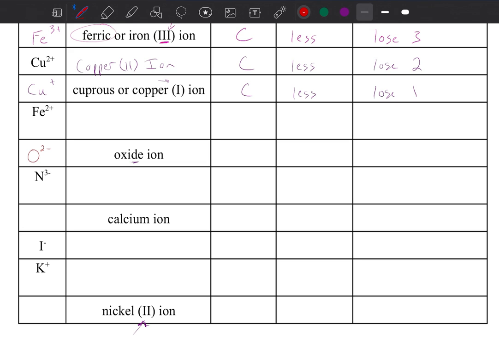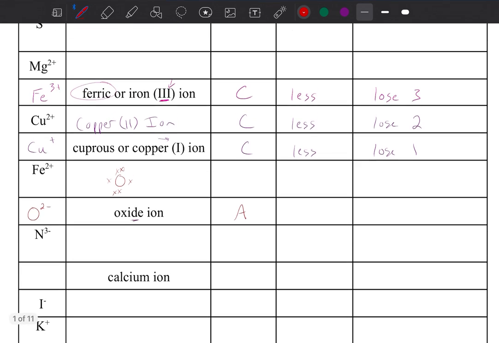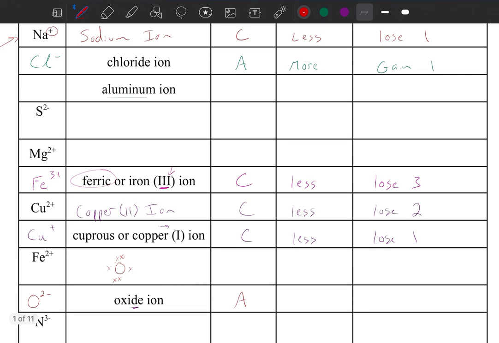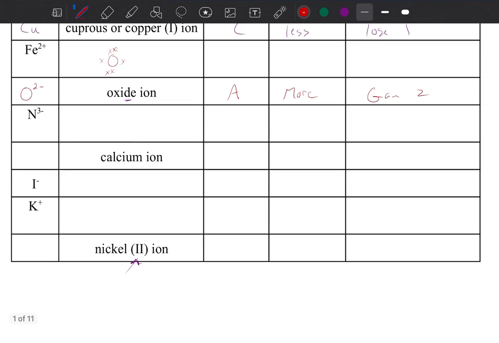When we look on the periodic table, oxygen, I'm just going to draw it right here, has 6 valence electrons. So it's going to be 1, 2, 3, 4, 5, 6. So in this case, it's going to be an anion because it's going to gain. So it's going to have more. How many more? Well, it has 2 more. So it's going to gain 2. And that's it for the ion worksheet.